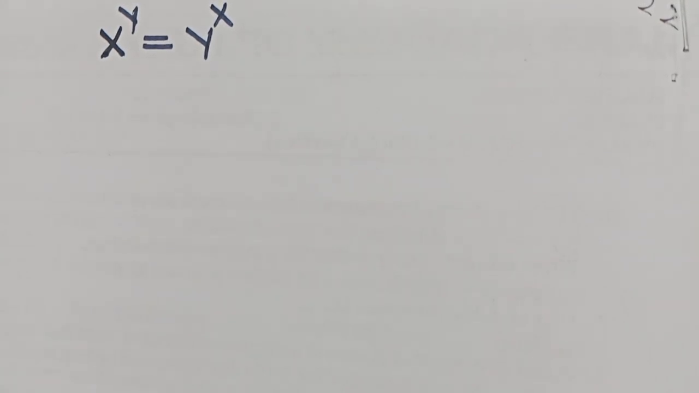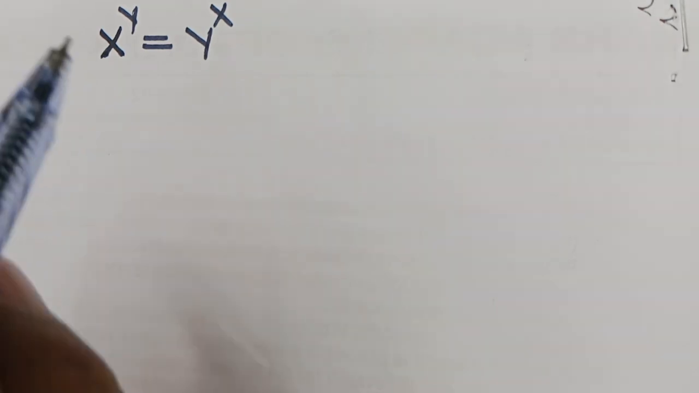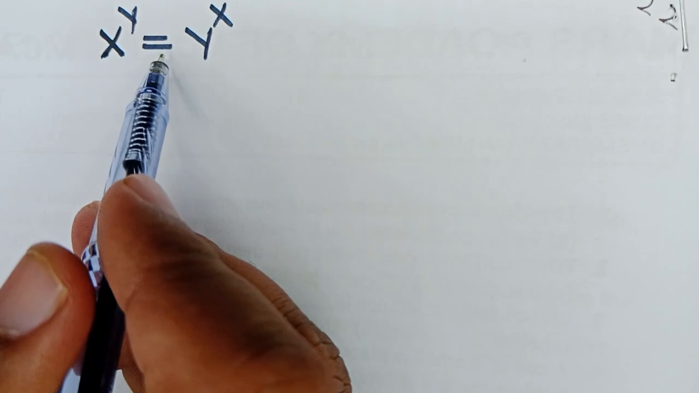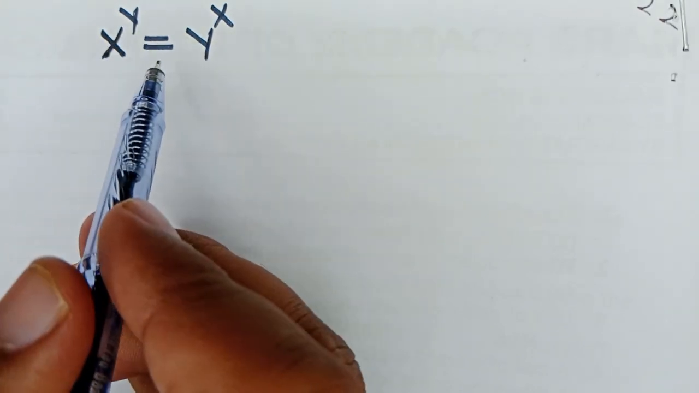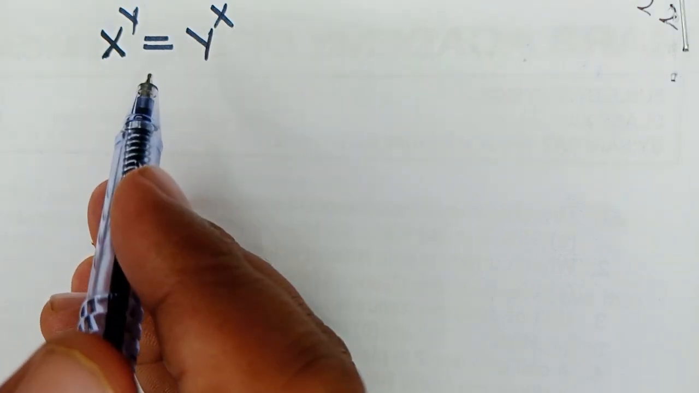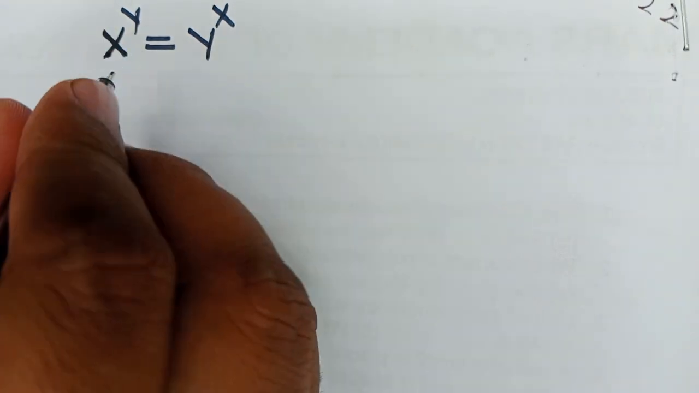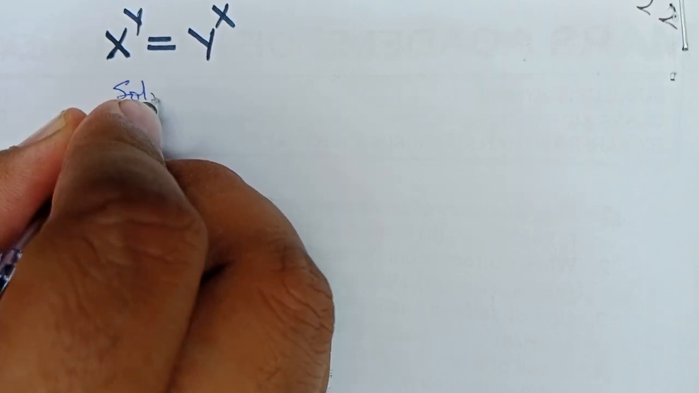Today we are going to solve a very nice math Olympiad question of the International Math Olympiad. We have the equation x power y is equal to y power x, and we have to prove that x power y is equal to y power x. So let's start the solution. First of all, we write the solution.